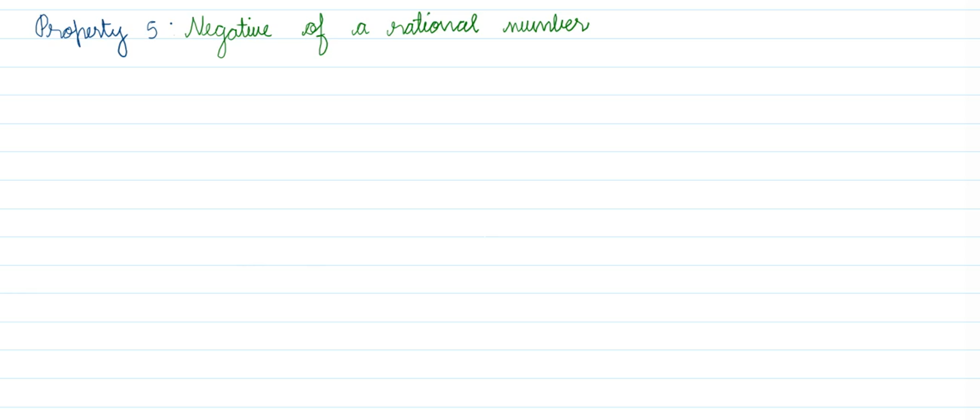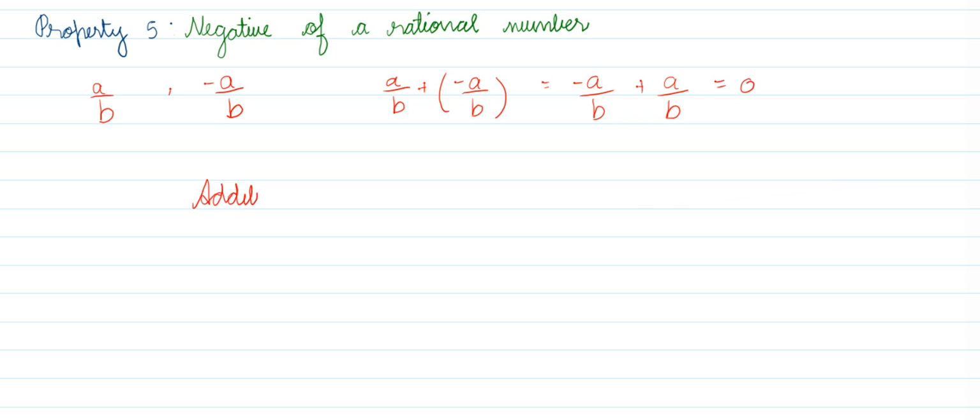So the final property which we are going to discuss is the negative of a rational number. If a by b is a rational number, then minus a by b is a rational number such that a by b plus minus a by b is equal to minus a by b plus a by b, which is equal to 0. So minus a by b is called the negative of a by b, and it is also called the additive inverse. What is it called? It is called the additive inverse.